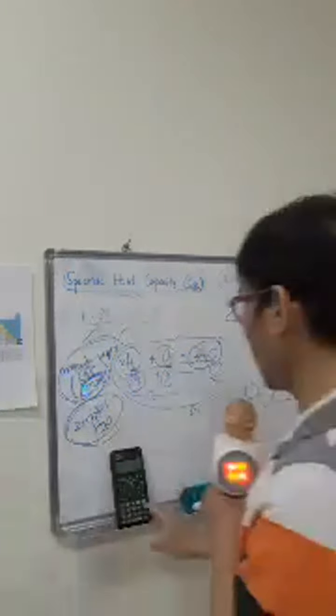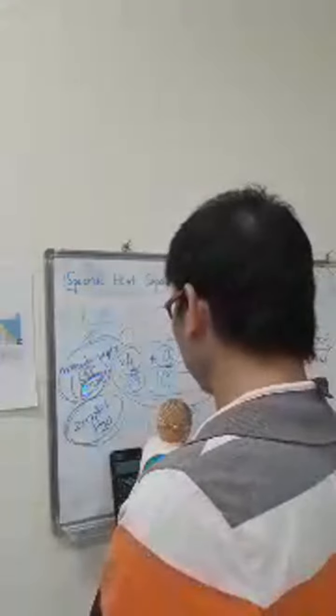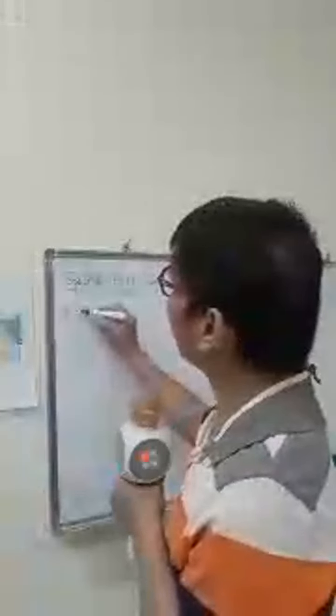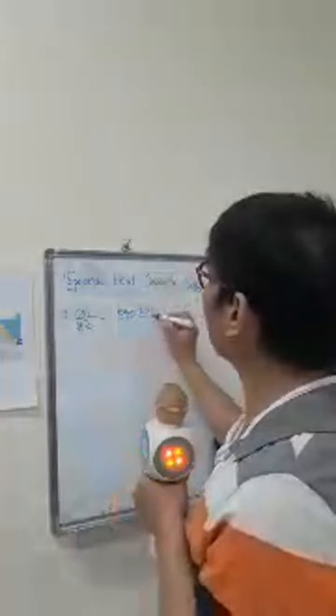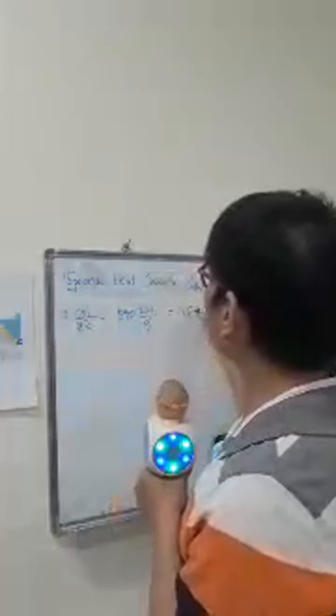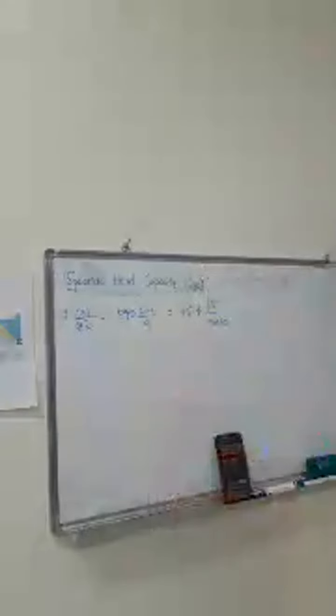My board is small, so I can't expand it. Anyway, the standards are 1 calorie per gram degree Celsius, 540 calories per gram, and here 75.4 kilojoules per mole. Those are the standards.